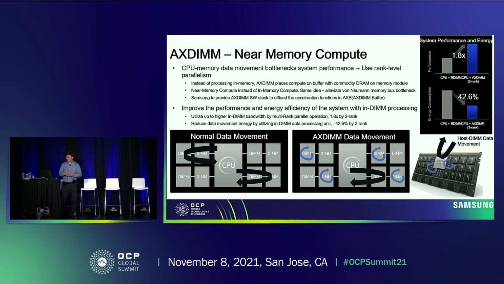So now I'll talk a little bit about AXDIMM. Well, what is AXDIMM? It's basically what I refer to as near memory compute. So processing in memory, as I explained, is really an idea to try to keep the computation in the memory device itself by adding the computational logic in the memory device itself. But that architecture is not very extensible to all the different types of memory subsystems.